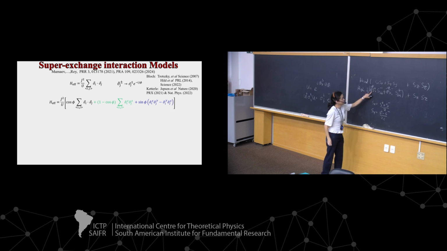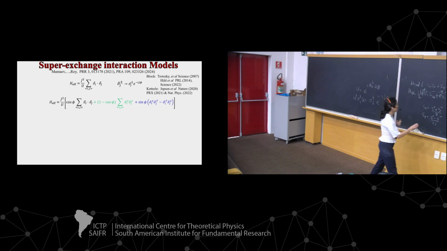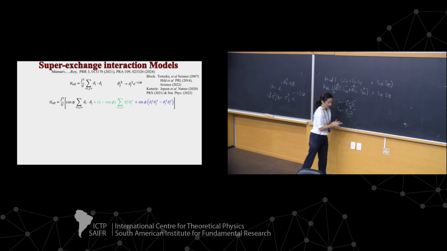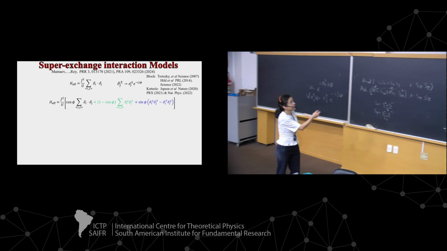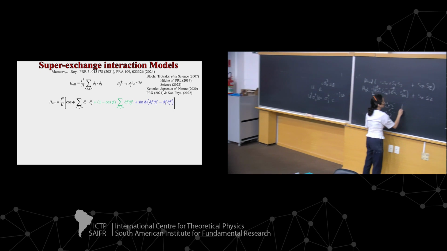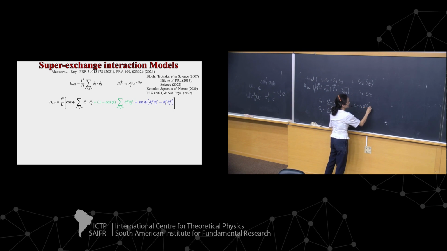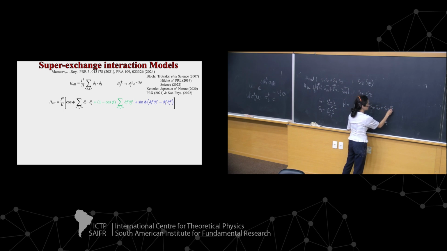And then when you rewrite again these operators in terms of the operators Sx, Sy, what you get is that the new Hamiltonian is going to be of this form. So you are going to have a Hamiltonian that has a term that is cos phi times Sx Sx plus Sy Sy.